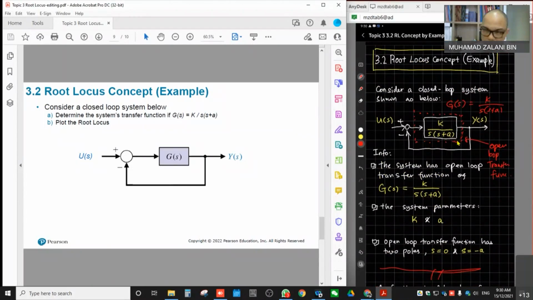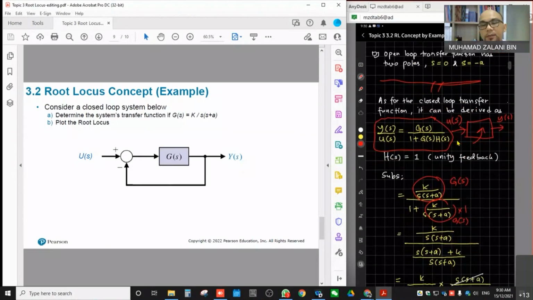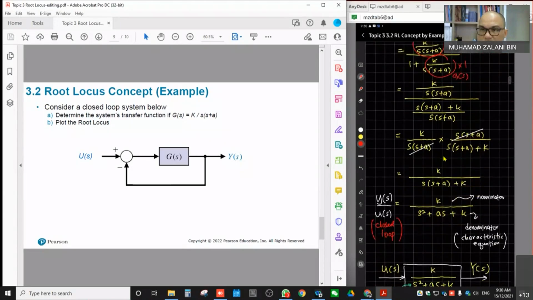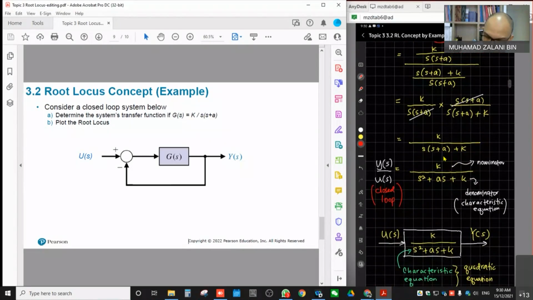First things first, what we do is find the closed loop system transfer function. In this case, H(s) is unity feedback, meaning we can just substitute H(s) by 1, and G(s) is the equation that has been given here: G(s) is K over s(s plus a). With that substituted, we get this form of equation, Y(s) over U(s) equals K divided by s squared plus a s plus K.